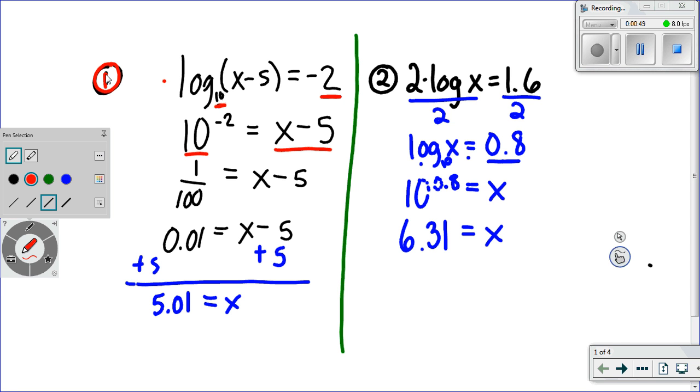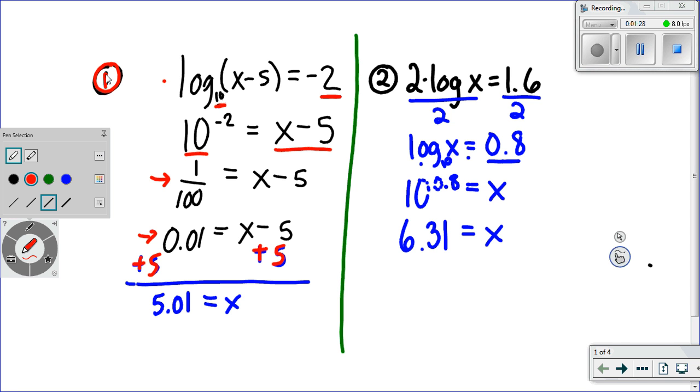Okay, from here, it's pretty simple for this one. So I know that 10 to the negative 2 power is just 1 over 10 squared. And 1 over 10 squared is just simply 1/100th. So I have 1/100th equals x minus 5. And right here, I just rewrote that as a decimal. It's a very simple equation to solve from here. So now I'm just adding 5 to both sides, and I get 5.01, or 5 and 1/100th, is equal to x.